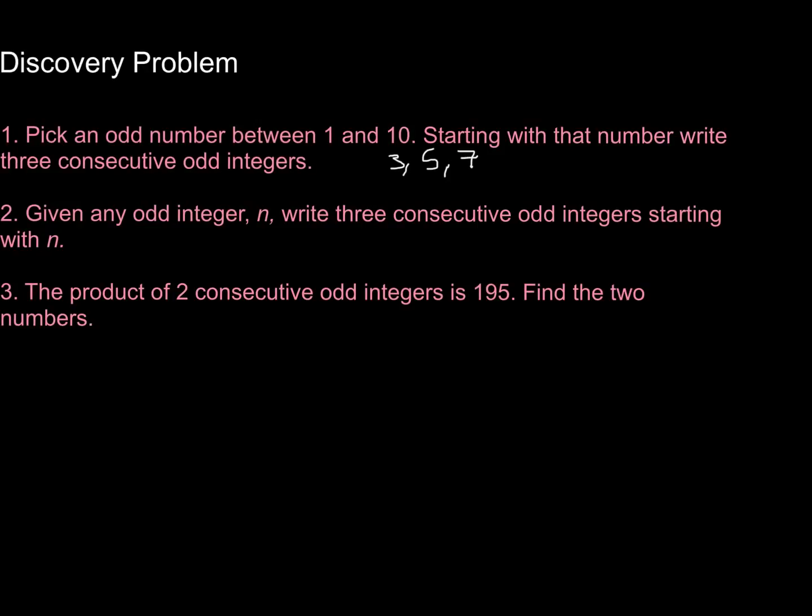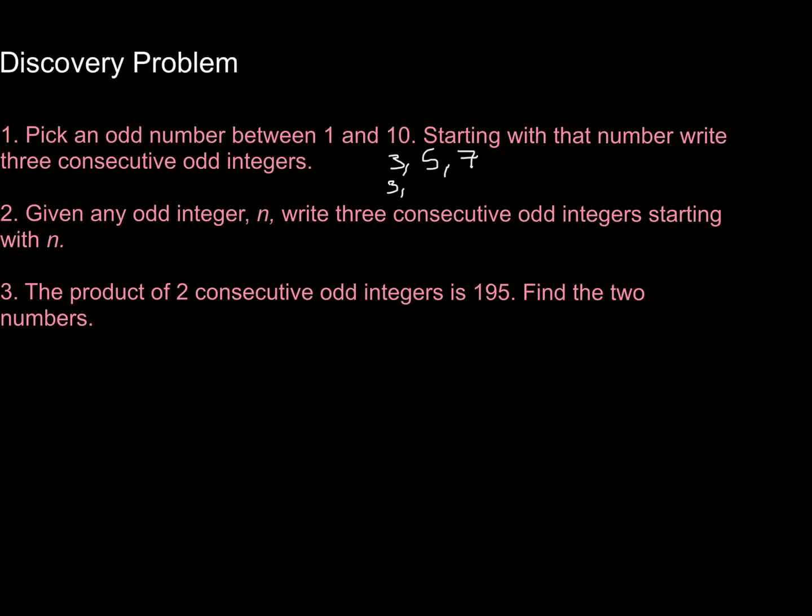Alright, so I chose the number 3 here. And you should choose a different number and do this on your own. But I chose the number 3, and when I chose the number 3, the next odd integer is 5, and the one after that is 7. So I could write it as 3, 5, 7. But I also want to think about how I figured that out.